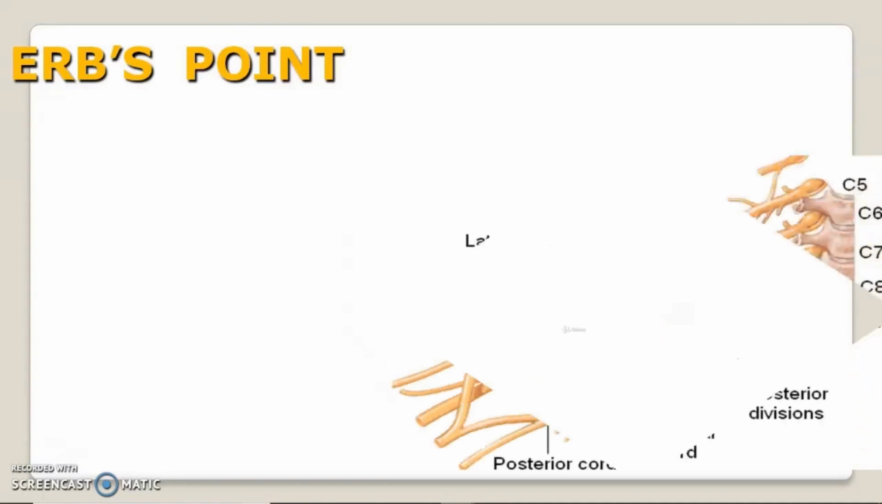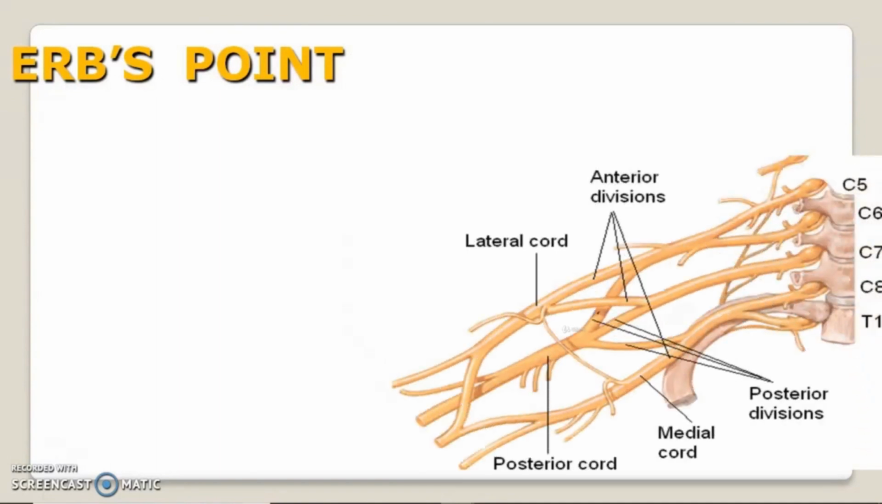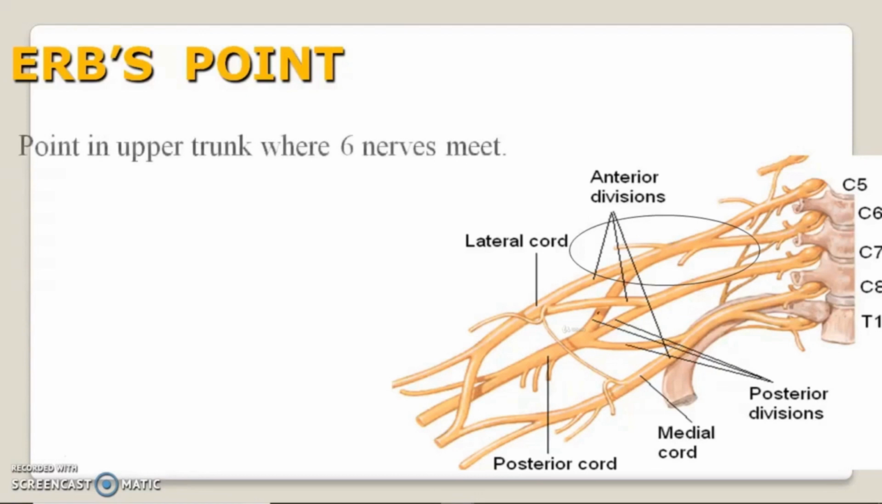Now we will be discussing the clinical aspects of the brachial plexus. I think it is clear to you about the branches from the trunk and root of the brachial plexus. Related to that we have a clinical aspect called Erb's point. Erb's point is nothing but a point in the upper trunk where 6 nerves meet.